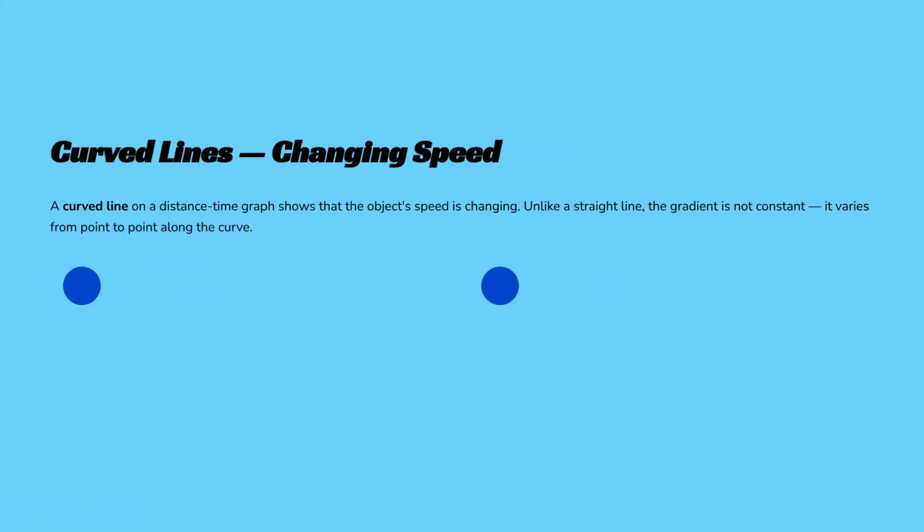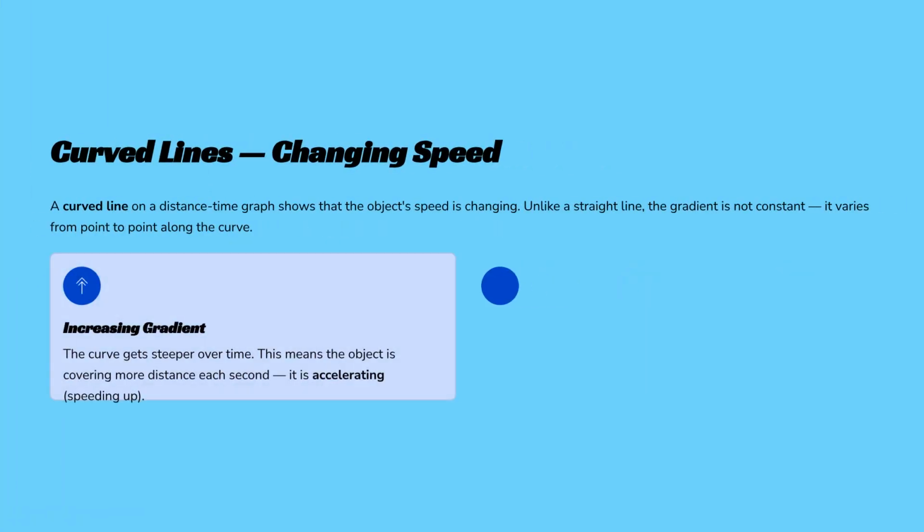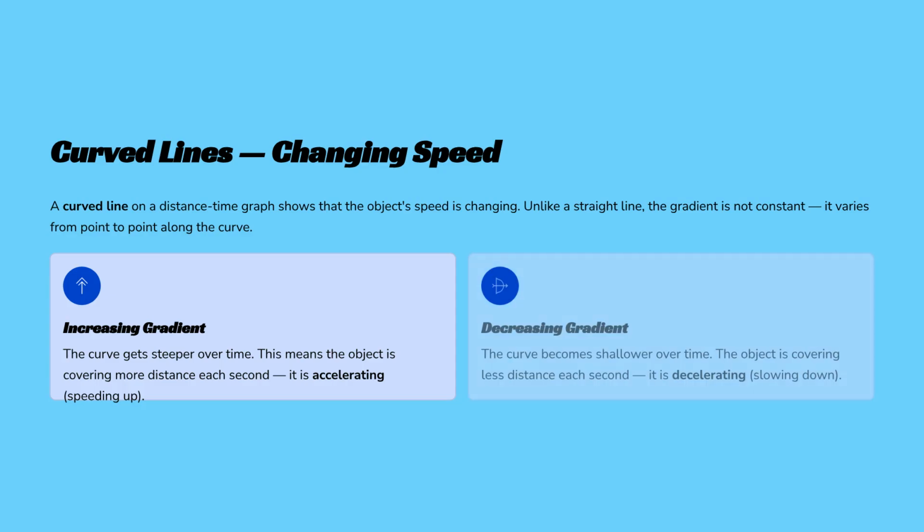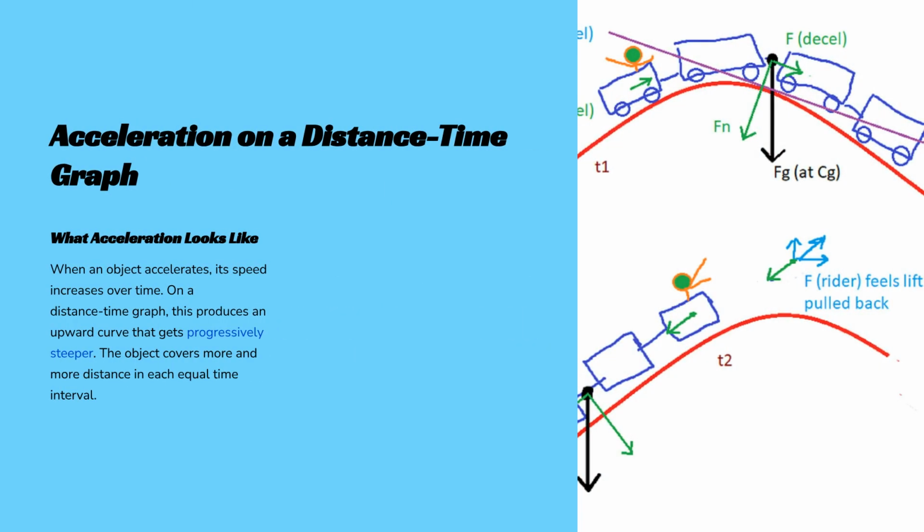Curved lines show changing speed. An increasing gradient means the object is accelerating, while a decreasing gradient means the object is decelerating or slowing down. Acceleration creates an upward curve that gets progressively steeper.